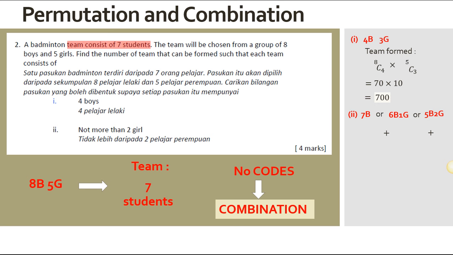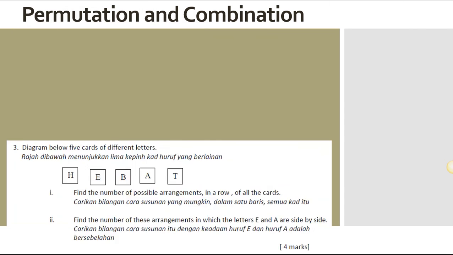So how to calculate that? For the 7 boys, that will be 8C7. Why? Because 7 boys are chosen out of 8 boys. Second part will be 8C6. Why? Because 6 boys are chosen out of 8 boys, and then you must multiply by 5C1 because 1 girl is chosen out of 5 girls. And plus 8C5, 5 boys out of 8, and then you multiply by 5C2. So when you times that and add up all together, you'll get 708 ways.